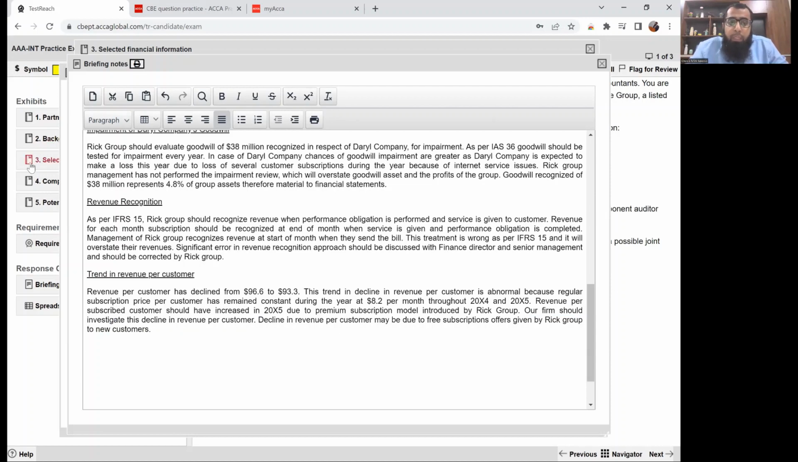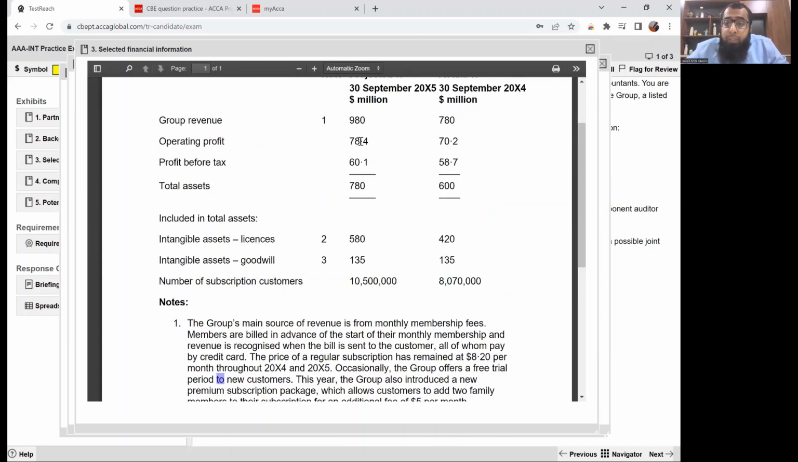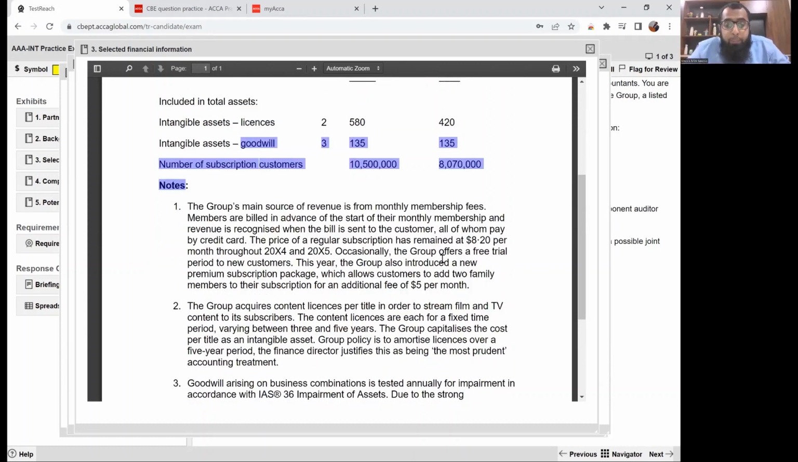Okay, so let's move forward and see if we find any further risk. Then we are provided with operating profit. It was $70.2 million in the previous year. This year it's an increase to 78.4. Then our PBT. Then we have total assets. In intangible assets, there are some licenses. Then see, the intangible asset, the goodwill balance was 135 million last year. And this year also it's 135 million. This constant balance shows that impairment work is not done. No impairment is recognized. Okay, so we'll look at it while we read it.